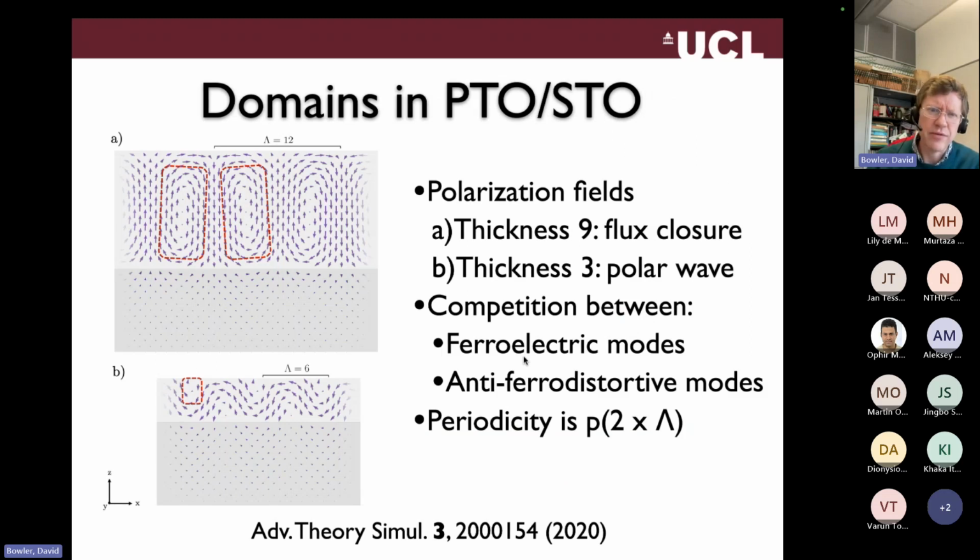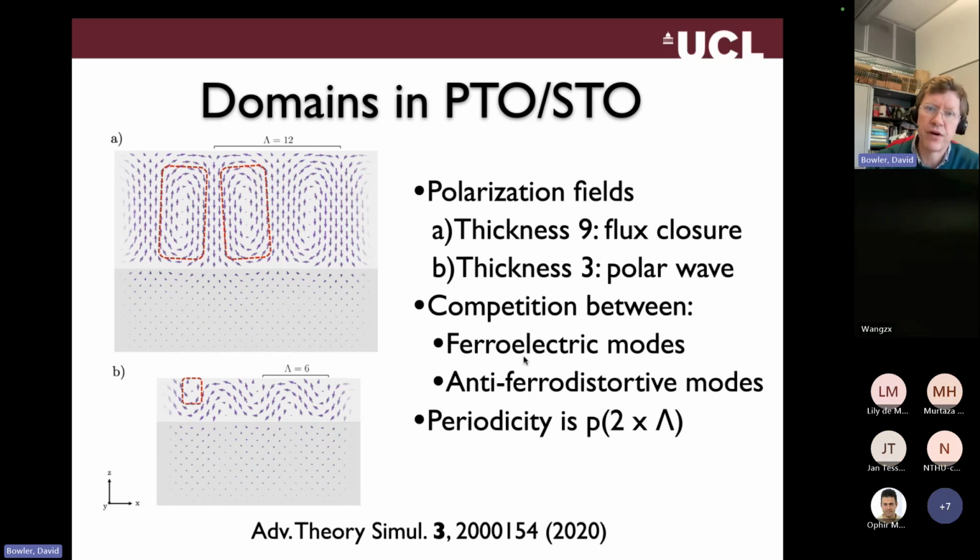I just wanted to show you a couple of examples of the type of calculations that we do with the code. So this is a picture of a material, well, two materials. PTO is lead titanate, so lead titanium O3 oxide, sitting on STO, which is strontium titanate. And what we're interested in here is a property called ferroelectricity. So most people are familiar with ferromagnetism. It's the kind of magnetism that keeps the things that you stick on fridges up. This is a similar property, but it's for an electrical property of the system, not a magnetic property.